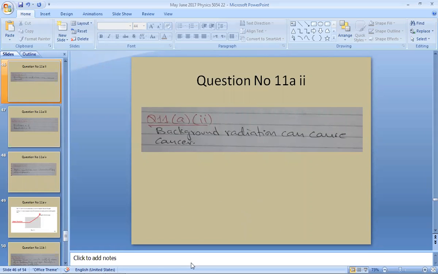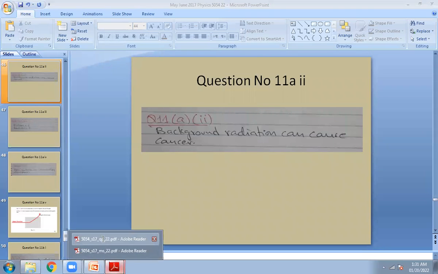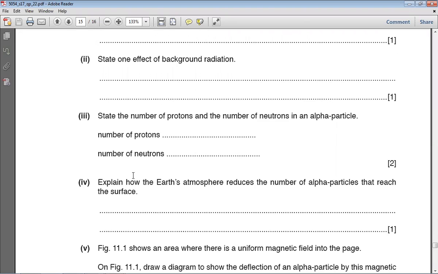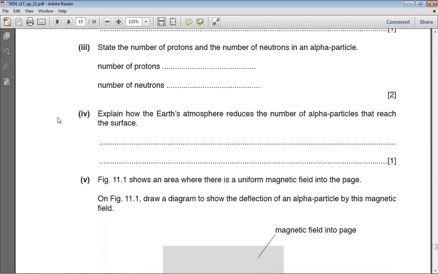Okay, so let's move to the next part. The third part says, state the number of protons and number of neutrons in an alpha particle. You know, the alpha particle is like the nucleus of helium. It has 2 protons in its nucleus. It has 2 neutrons in its nucleus. So an alpha particle is like a helium nucleus. It has 2 protons and 2 neutrons in its nucleus.